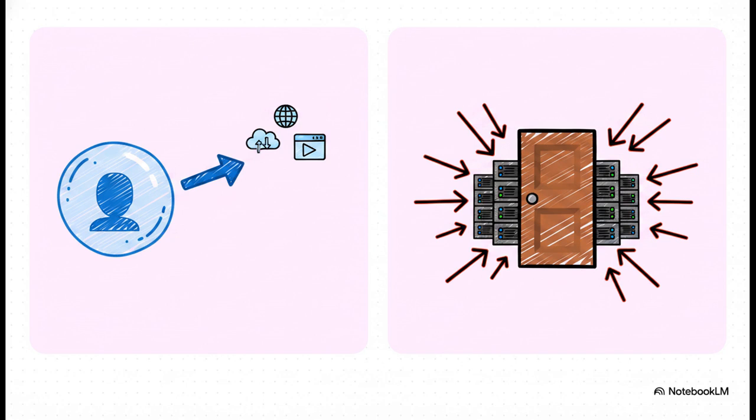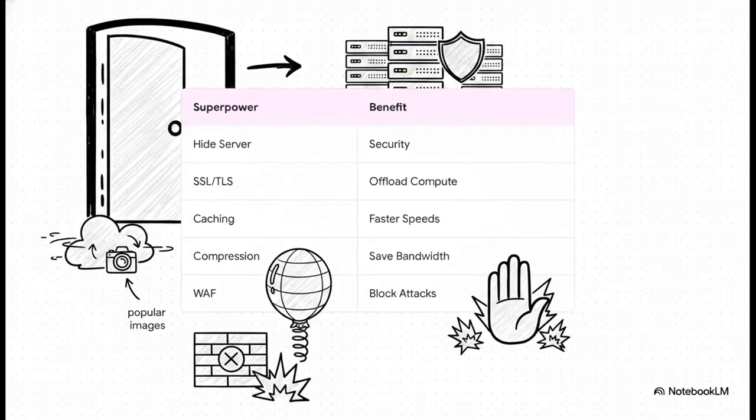The reverse proxy is basically the ultimate front door of your website. And let me tell you, this front door does an unbelievable amount of heavy lifting behind the scenes. It literally has superpowers. First off, it completely hides your actual backend servers. The outside world only ever sees the reverse proxy, which completely protects your vulnerable Python or Java code.